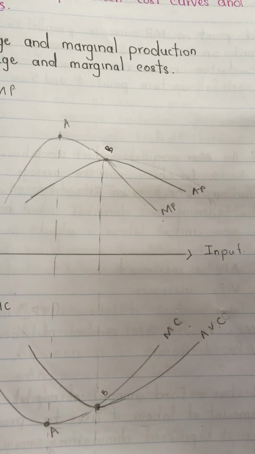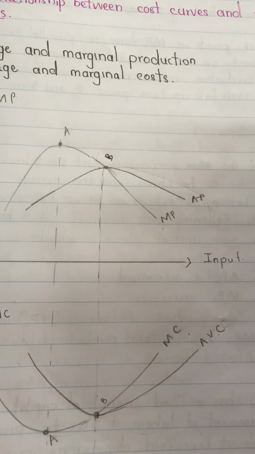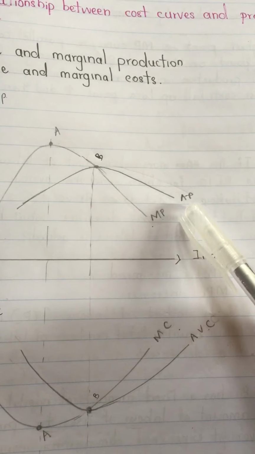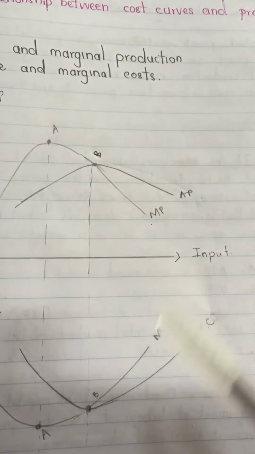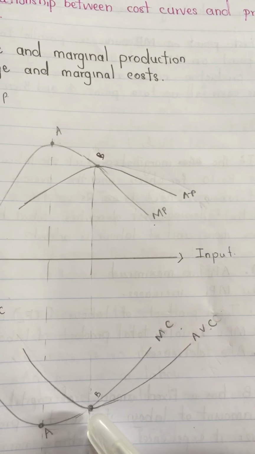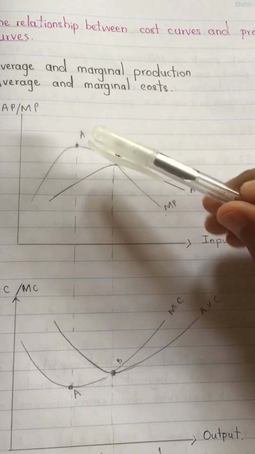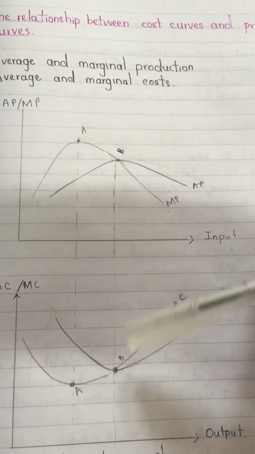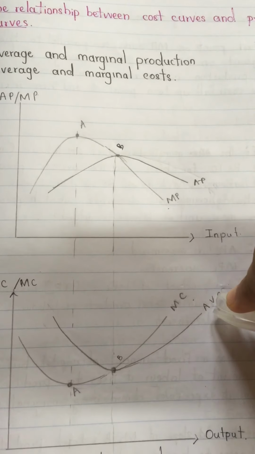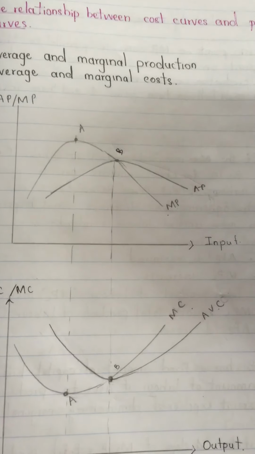So here it represents when the marginal product is at its maximum, marginal cost is at its minimum, and when average product is at its maximum, the average variable cost is at its lowest. So you can clearly understand that both marginal product and marginal cost, average product and average variable cost are representing each other. This is a situation in the short run.